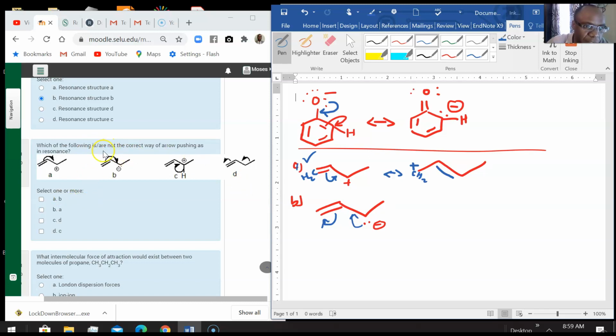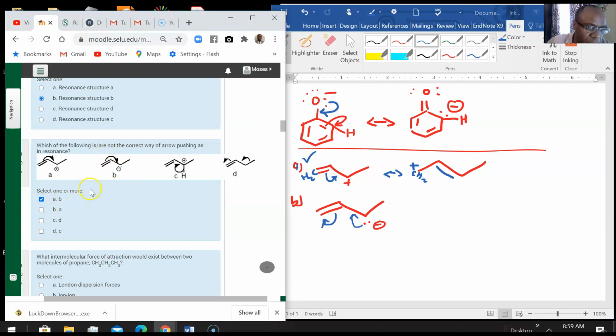Okay, we are asked which one is not correct, so resonance B. Okay, it's one of them, and then C is wrong because this is not a resonance, this is a shift. And then D is wrong because again you're breaking a sigma bond, not a pi. This is breaking a sigma bond, breaking a sigma bond, so C and D are wrong. The only correct arrow pushing is gonna be A.